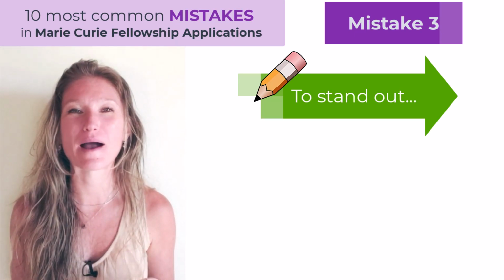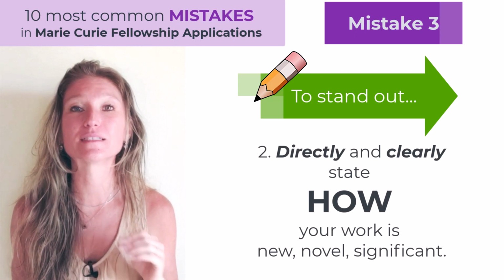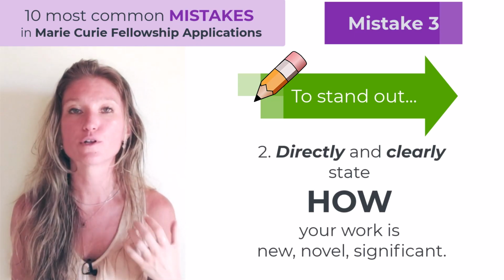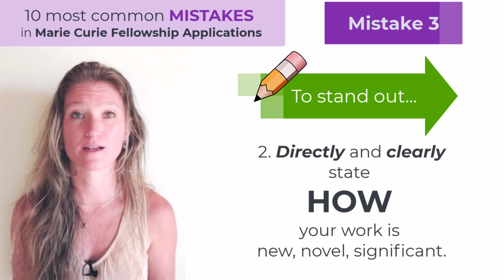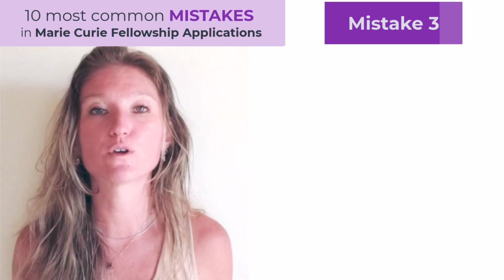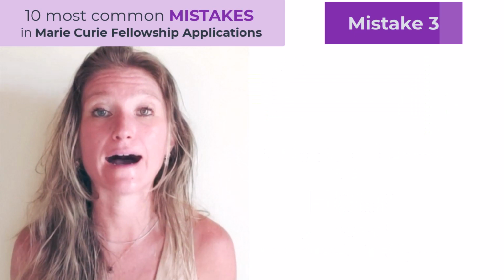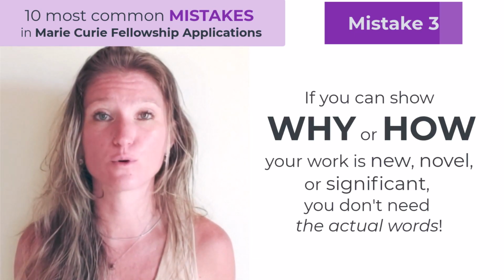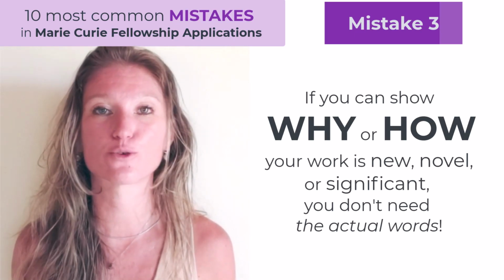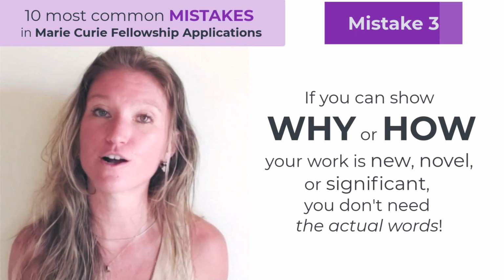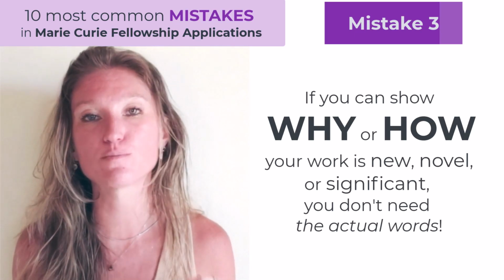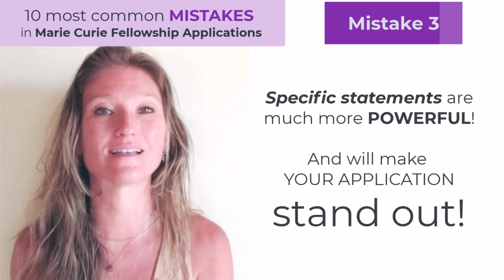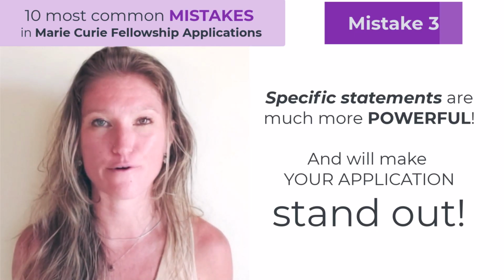You're going to do this by being clear. You are going to clearly and directly state not just that your work is these things, but show the reader how your work is these things. If you can show why or how your work is significant or new or novel or important or impactful, you don't actually need to state that your work is these things. It will be very obvious for itself and in a much more powerful way that is going to make your writing, your essays, and your application stand out from the crowd.